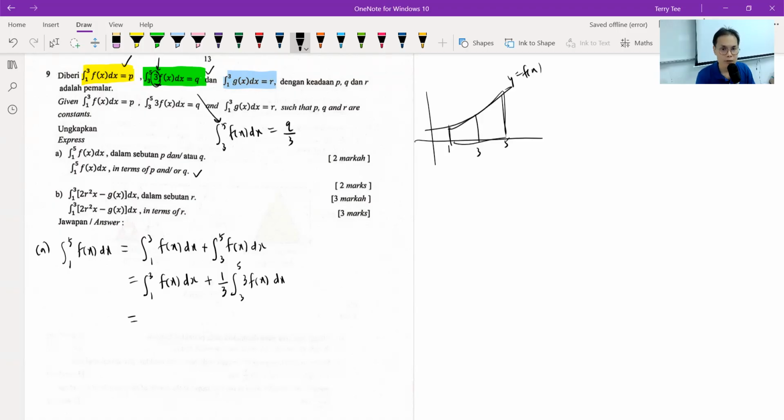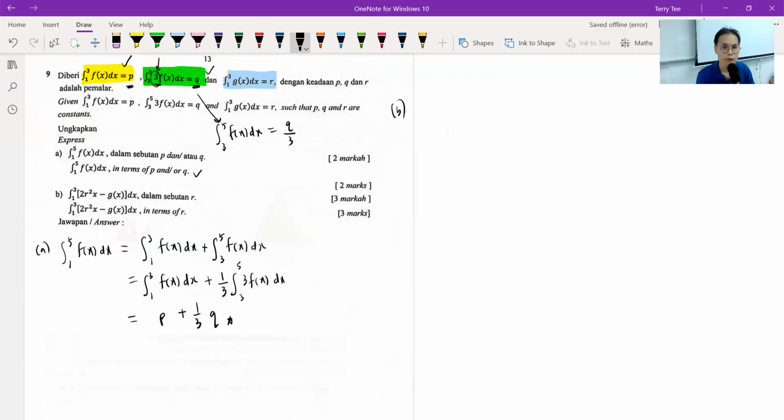So this result is going to give us a p. Yeah, the first answer is p. Second one, there's a 1 over 3 in front, and this value is q. So the answer is p plus 1 over 3 q. Okay, this is only part A. Part B, I'm going to do it over here.